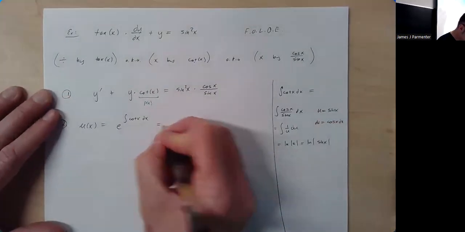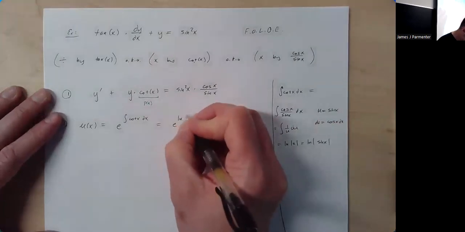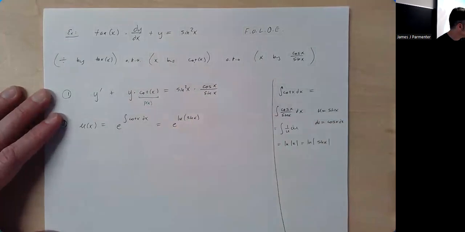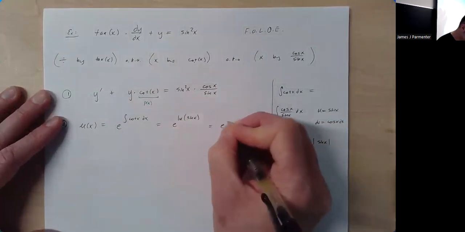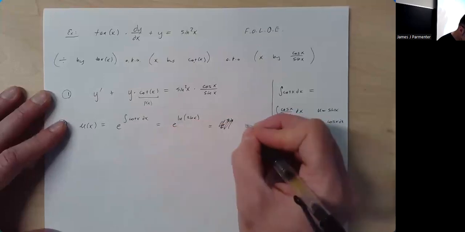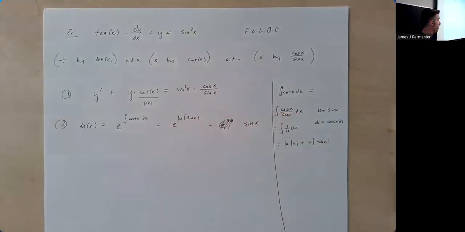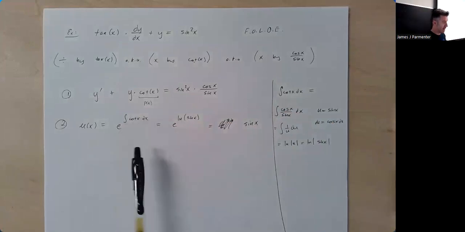So this is going to equal e to the natural log of sine of x, which is great. Sorry, not e to the sine of x. E to the natural log of sine of x, which is just sine of x. Apologies. You will see with a lot of these first order linear differential equations that your integrating factor ends up being e to the natural log of something so that it works out nicely.